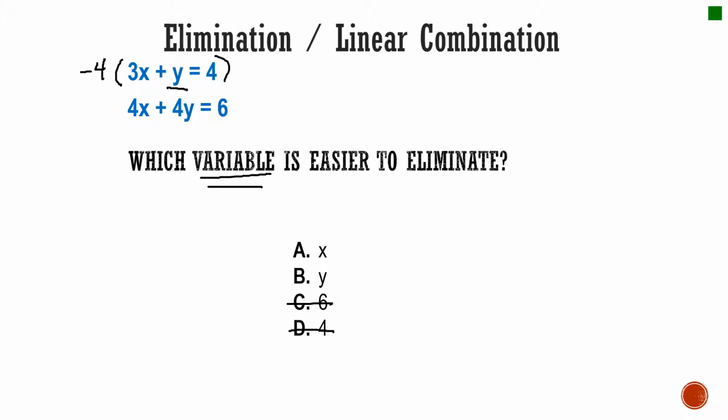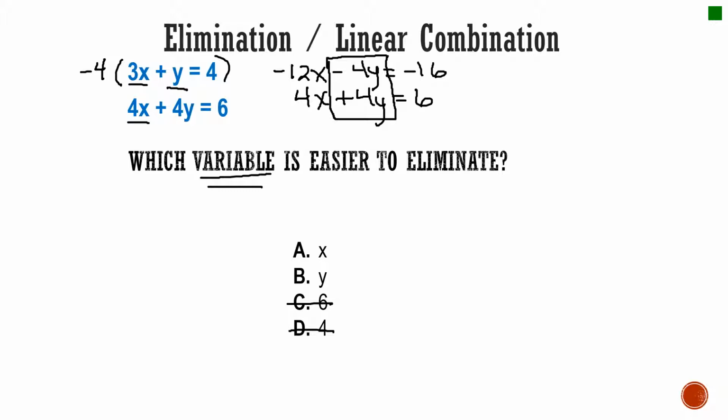Once I multiply by a negative 4, I'll end up with a negative 12x minus 4y equals a negative 16. My other equation will stay the same, 4x plus 4y equals 6. And as you can see, right here is where we would be able to eliminate. And that's much easier. And the reason why it's easier is because if I decided to eliminate my x coordinates, I would have to multiply both equations by a number to get 12. And so I'd rather have one step than 2 steps.